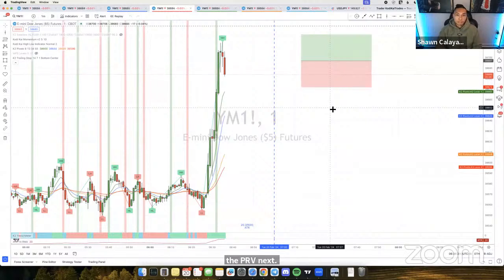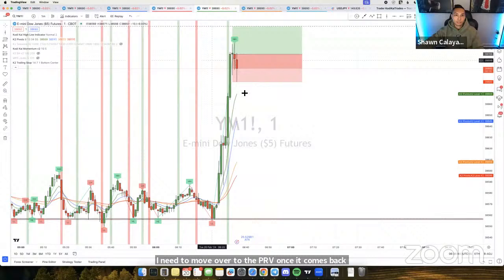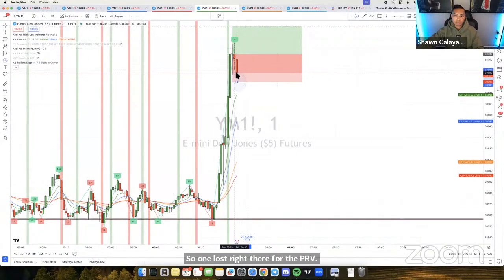So still bouncing back and forth here. So unfortunately, my breakout V3 did not hit its TP. Now I need to move over to the PRB once it comes back down. So one loss right there for the PRB. It looks like it might swing back up, but it's okay. We just got spiked out right there. Well, I got spiked out. I don't know if anybody else is still in it.